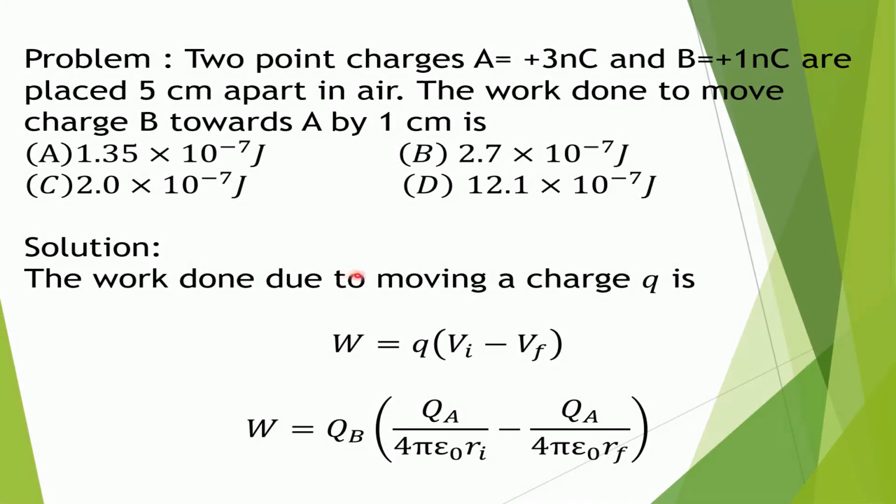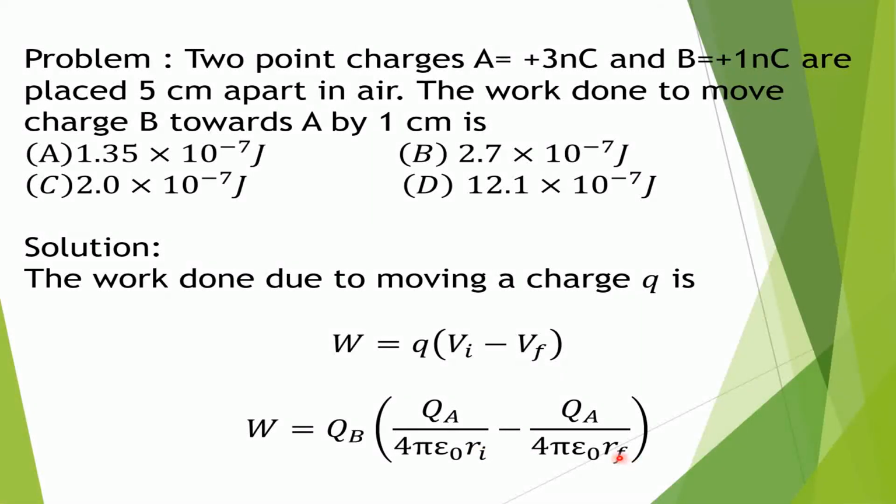And this is the expression. Q is the charge, Vi is the potential at the initial position of the charge, and Vf is the potential at the final position of the charge. Now we are moving charge B, so I just write down this QB. Now the potential at the initial position, if you recall the expression for the potential due to a charge, is charge over 4 pi epsilon naught times the distance Ri. Ri is the initial position, Rf is the final position. So this gives us the potential at the final position.